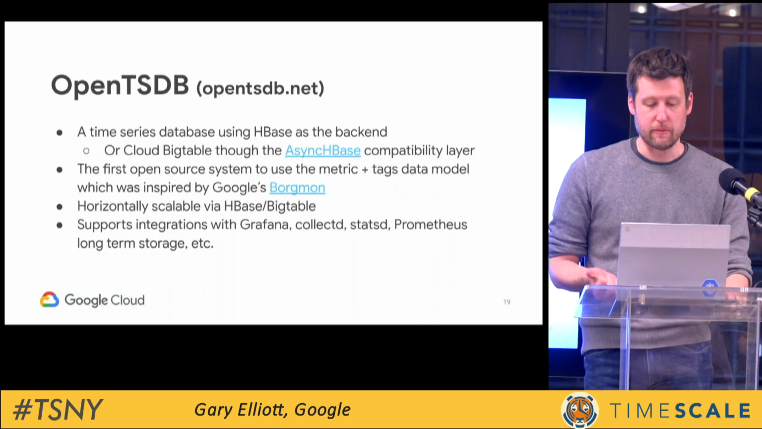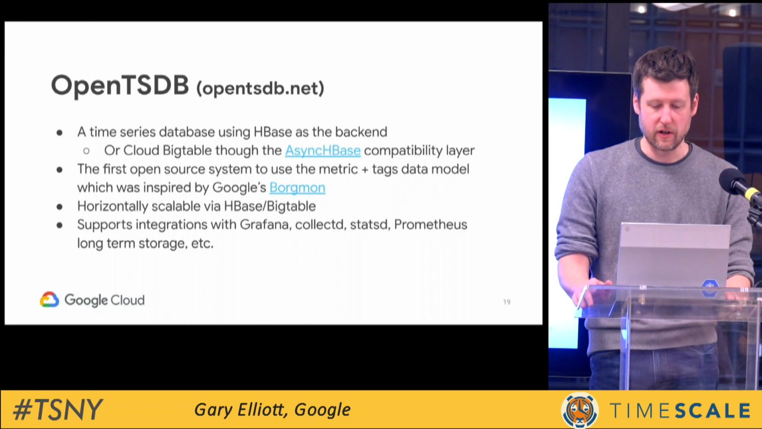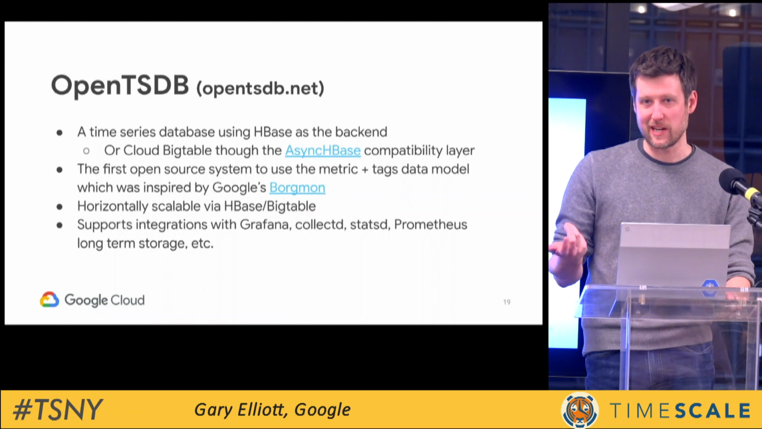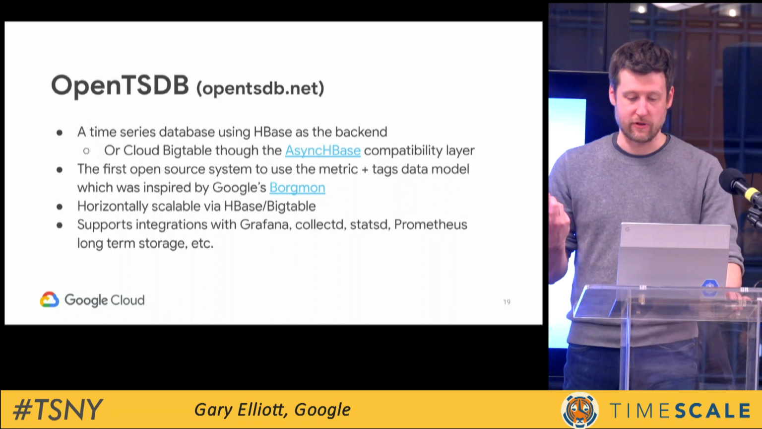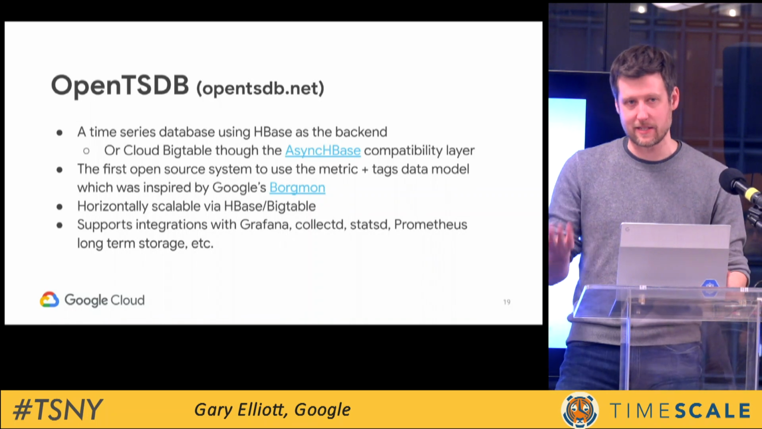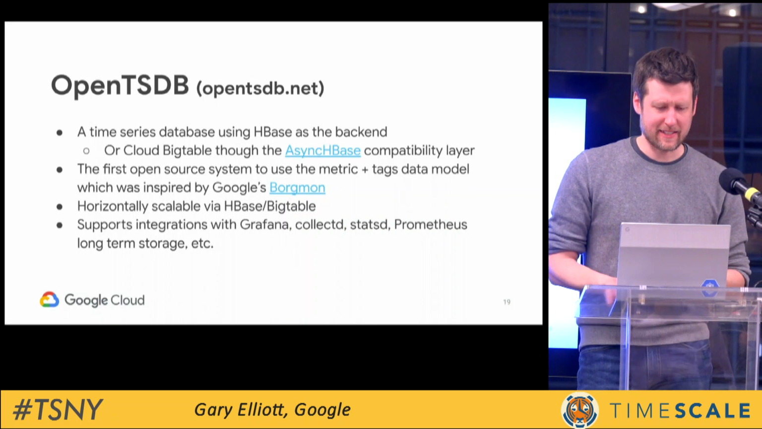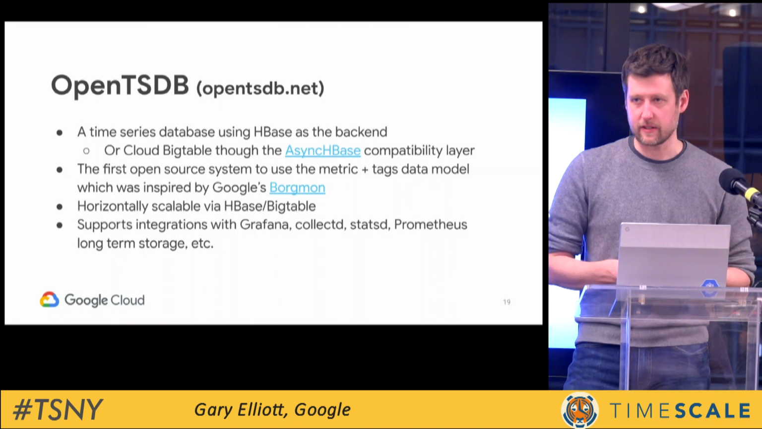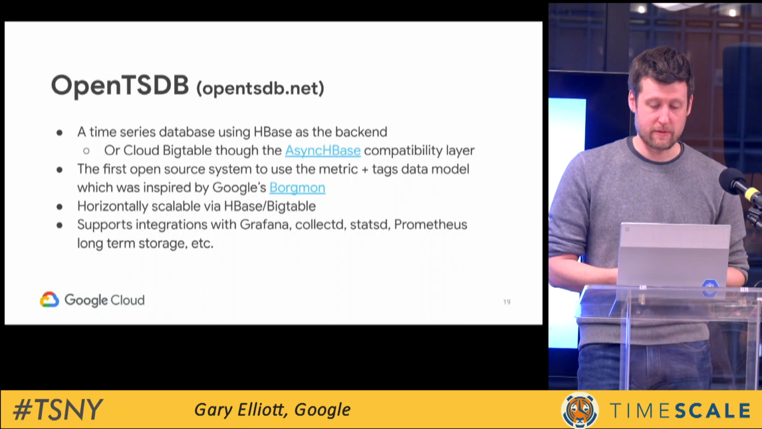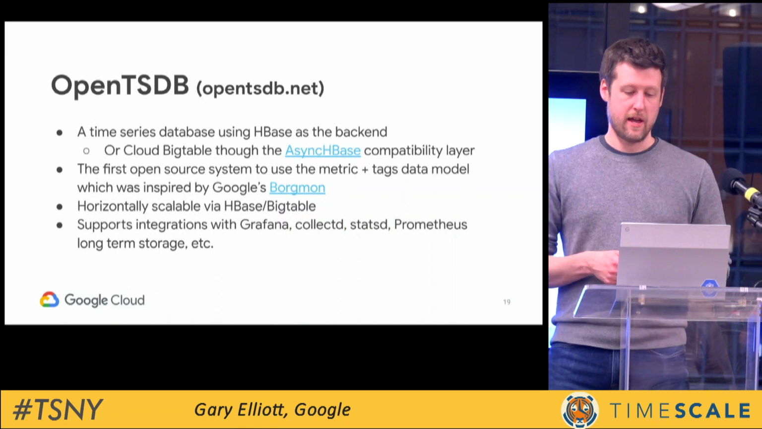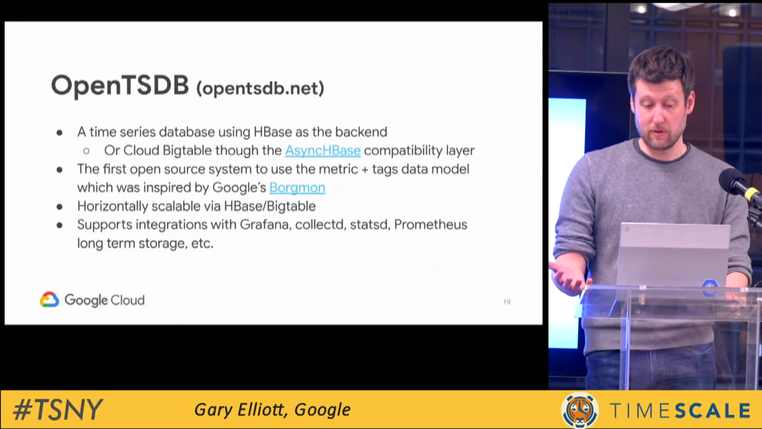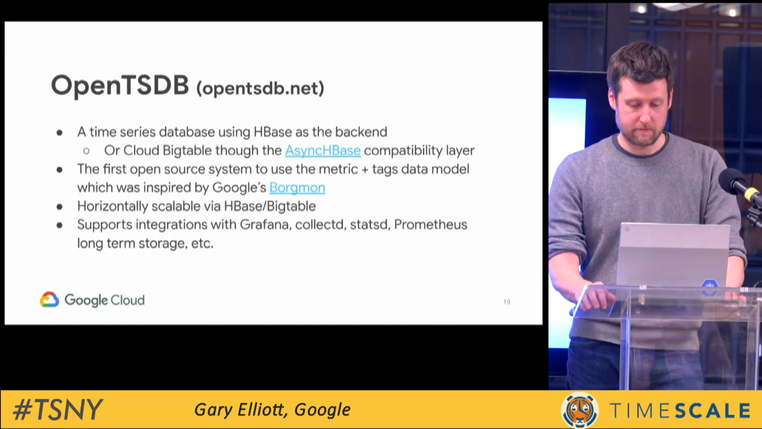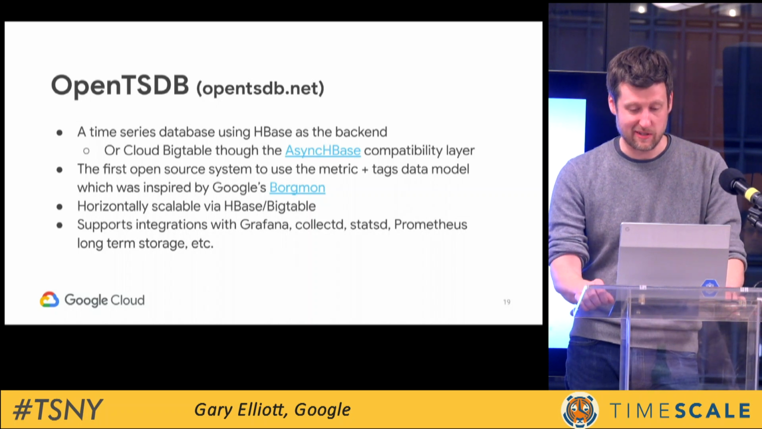OpenTSDB is notable because it was the first open source system that I know of, at least, to use this data model that's pretty popular these days, where you have a metric and some tags, like metadata associated with that metric. The combination of tags and metrics makes a unique time series, and you can slice and dice the data by querying for specific tags. That's a common data model these days with OpenTSDB and Prometheus and Influx and systems like that. It was originally inspired by an internal monitoring system at Google called Borgmon. Borgmon resembles OpenTSDB a little bit, resembles Prometheus a lot, and that system uses this data model. OpenTSDB exposed that to the outside world.